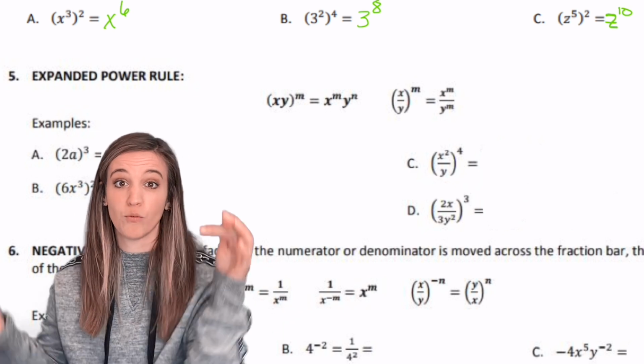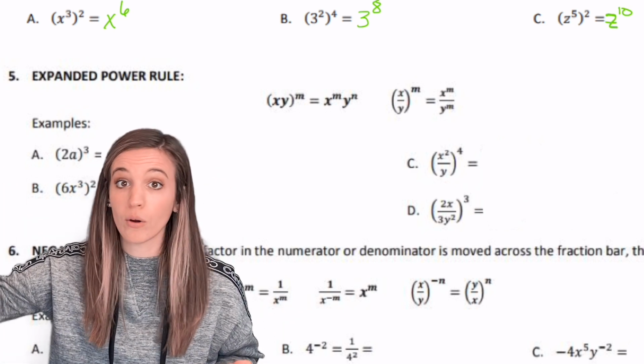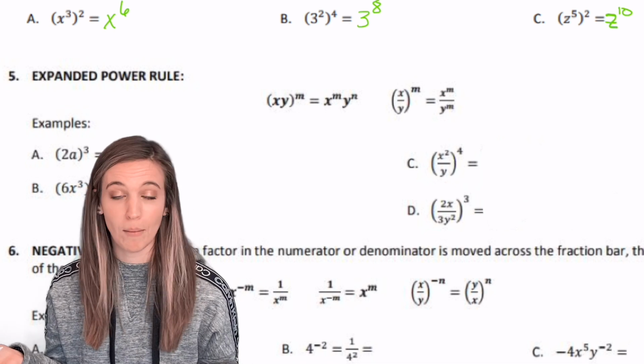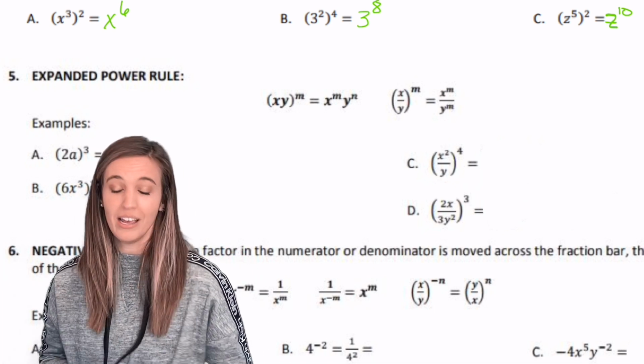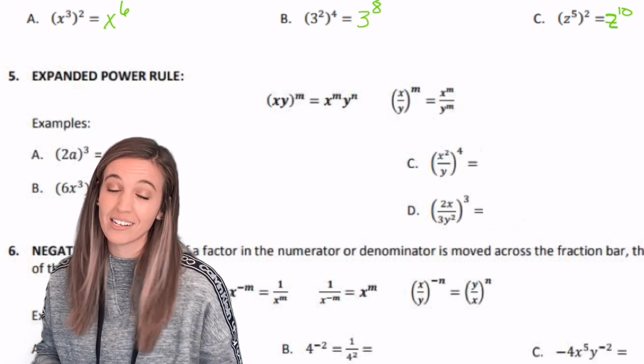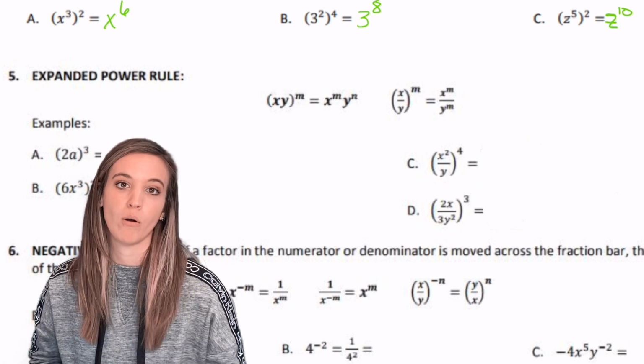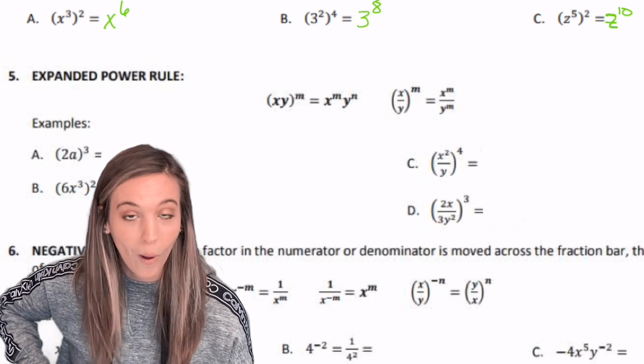Expanded power rule just says if we have something in parentheses all to a power, we apply that power to everything in that parentheses. So like xy in parentheses all to the m power is x to the m power y to the m power, or x divided by y all to the m power is x to the m power divided by y to the m power.